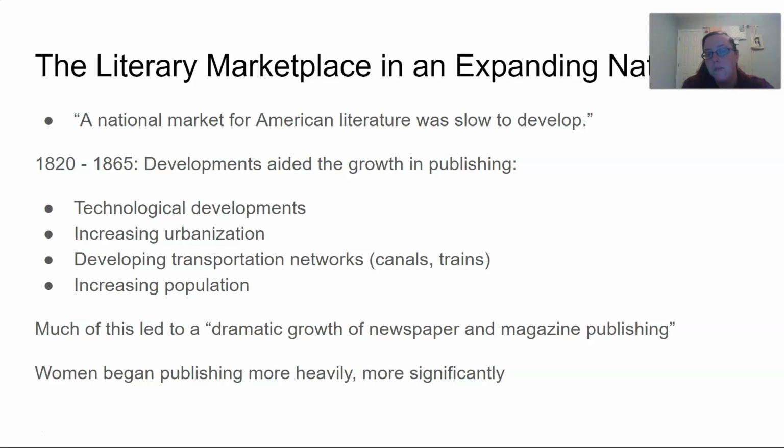So technological developments, and I'm not talking about the printing press, we've already talked about that, that was like the 1400s, but other technological developments: increased urbanization, so more people in the same space talking about writing; more transportation networks, canals, trains, connections between cities, which get words around more quickly, and so ideas are moving around more quickly. If a magazine is published, it's easier to get that magazine from New York down to other cities. And then an increasing, diverse population.